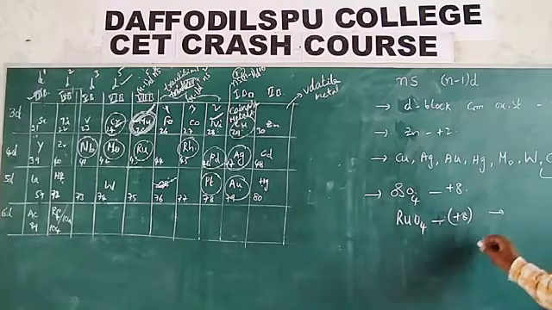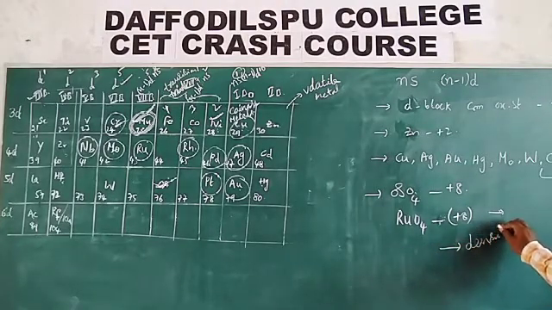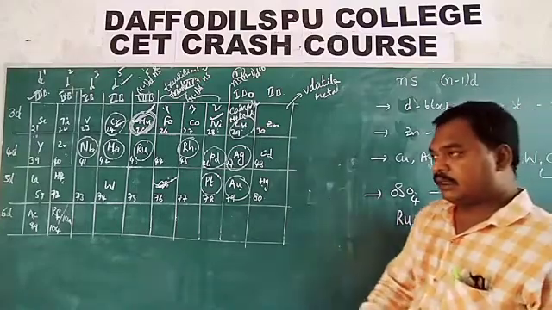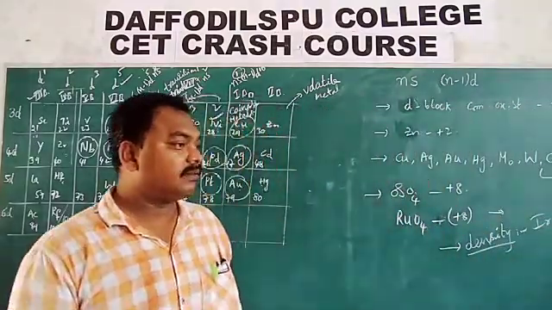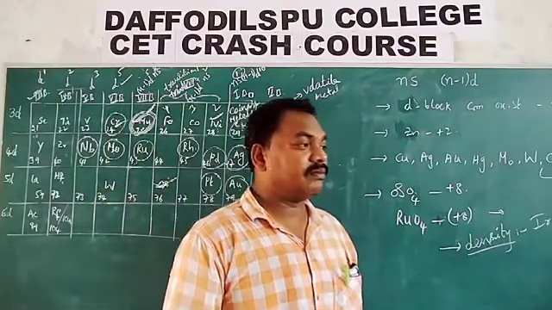Now look at the densities. What refers to the density? In the periodic table, the highest density element is iridium. After that, the highest density is wolfram.